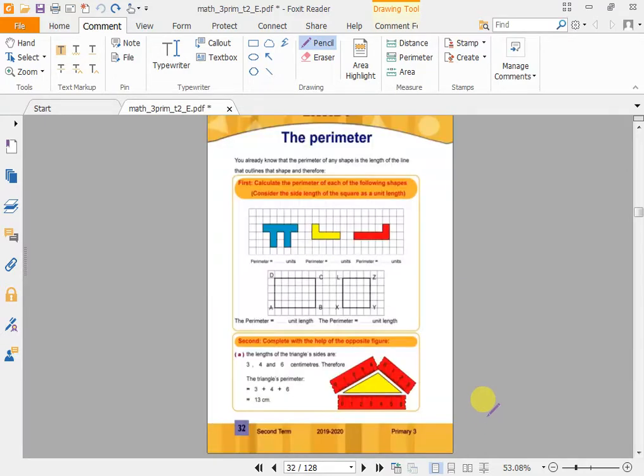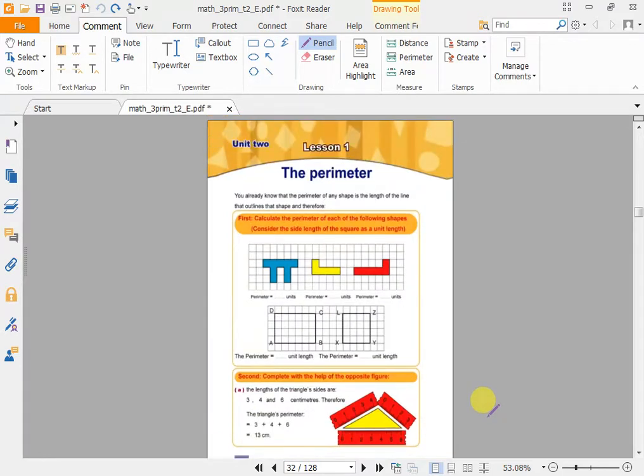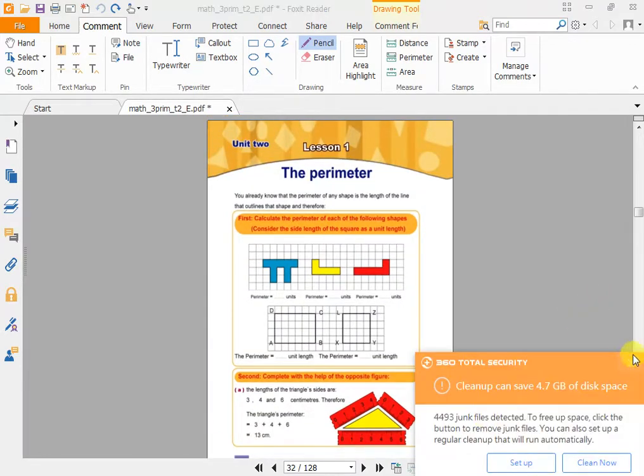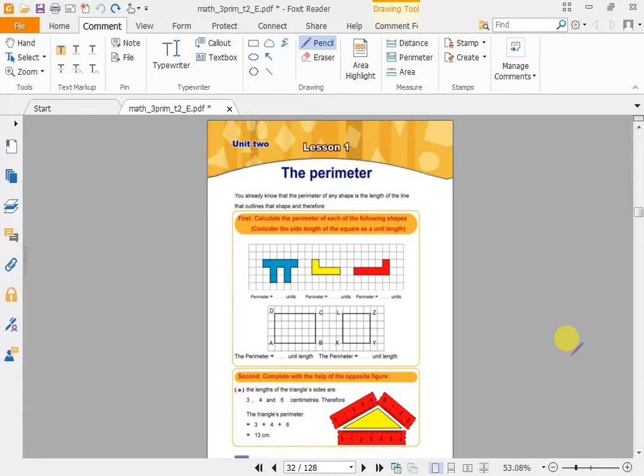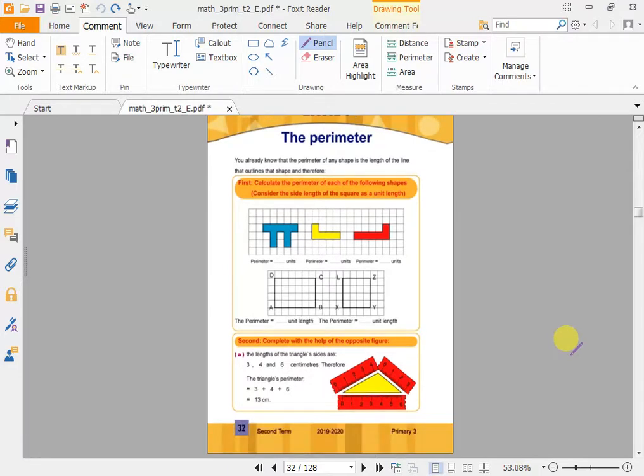In our first lesson, called perimeter, this lesson is on page 32. Again, this is on page 32. Let's start by knowing what the meaning of perimeter is.